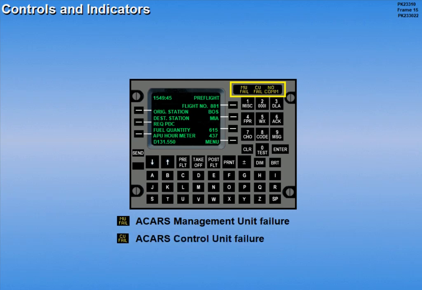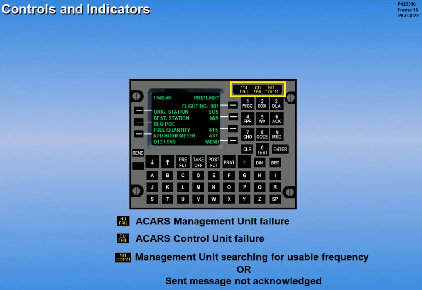A NOCOM light indicates one of 2 possibilities. The first is that the management unit is searching for a usable frequency, and the second possibility is a lack of acknowledgement of a message sent either automatically or manually. Messages not acknowledged remain in memory and are sent with the next message that is downlinked successfully.